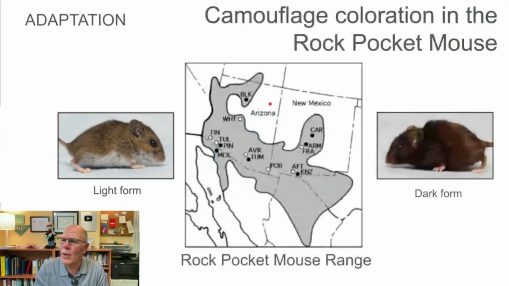So what we're going to look at tonight in depth is an adaptation that's a little bit more humble than the incredible wings of a bat, but it's remarkable nevertheless. And what's remarkable is how well we can understand it. This is camouflage coloration in the rock pocket mouse. And here's what you need to know about this mouse. It lives in the southwestern states of the United States, and that includes Arizona, New Mexico. It also lives in the northern regions of Mexico on the southern border. And there are two forms. There's a light form and a dark form.